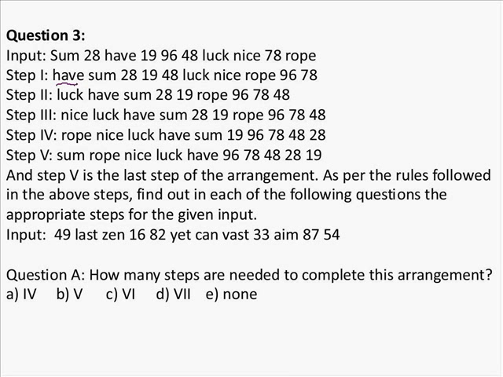What is happening? Please, here we will see some have has come, but after that everything is changing. So how do we go? But this is called non-terminating. How we are going to sum, rope, nice, luck, have. This is in ascending order.